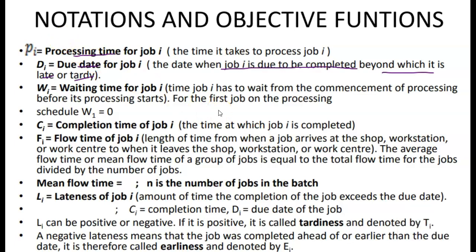Another term is waiting time for a job. The time a job has to wait from the commencement of the processing before its processing starts. That is waiting time. Completion time is the time at which a job is completed. Now, this completion time can be denoted by CT, while the due date can be denoted with DD.